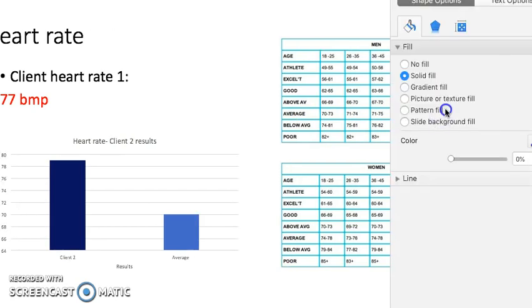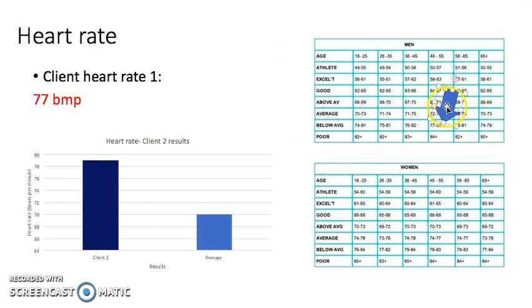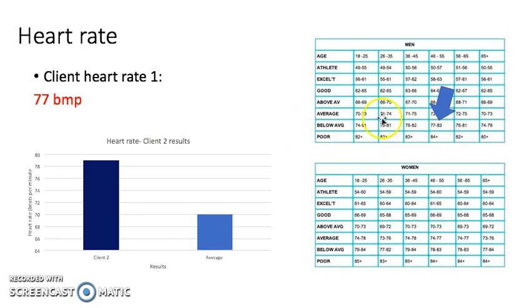If I move this, this is 76. And so he is here in the below average section, but he's one off being in the average. So it's not something to really be concerned about. It is at the higher end, though, and so his result does need to be looked at.